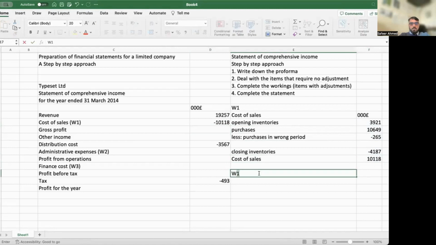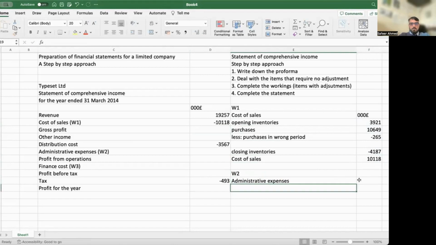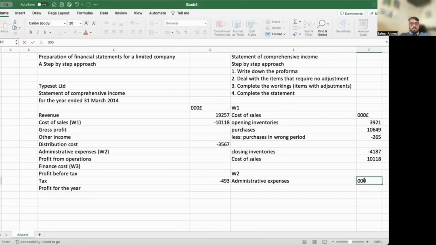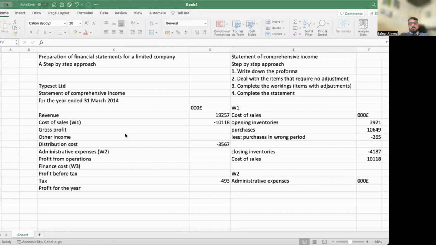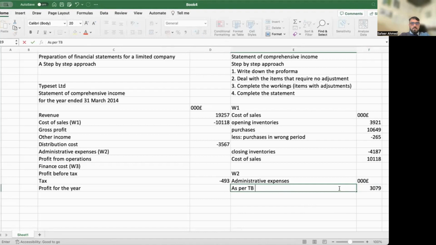And then we can work out working two, and the working two is administrative expenses. So again, 3 zeros at the top. And the admin expenses amount is given to us as part of the trial balance, first of all. So this should always be your starting point. So 3079. And this will be known as, you can write, as per trial balance.